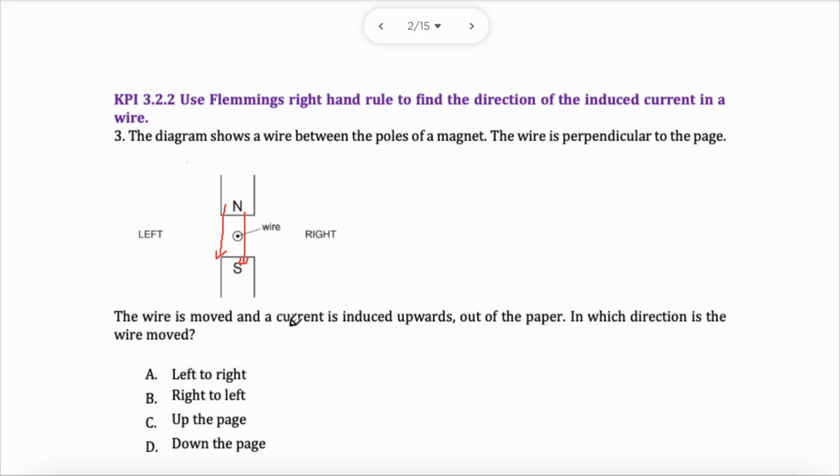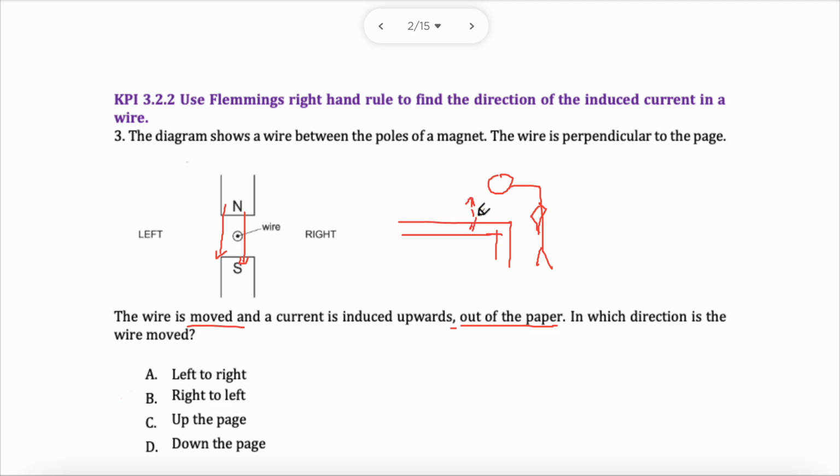It says the wire is moved, a force is applied, and the current is induced upwards out of the paper. So that's kind of confusing. It says upwards out of the paper. It means that it's coming out of the paper. Up as if you're looking at the paper from on top. So if this is your desk right now and you're standing at your desk, you're looking at the desk like this. You're looking at the desk and you're watching the current come up out of the paper like this.